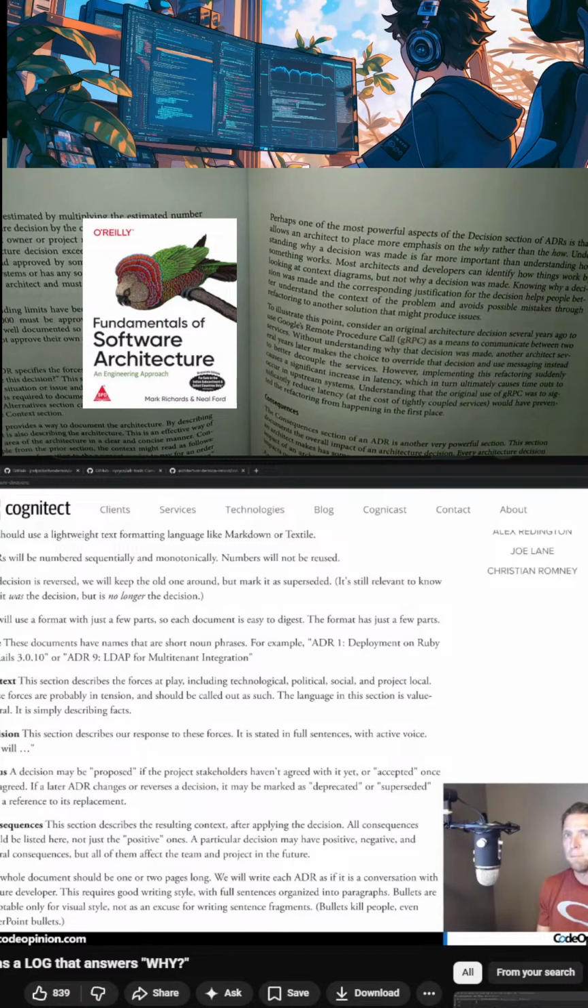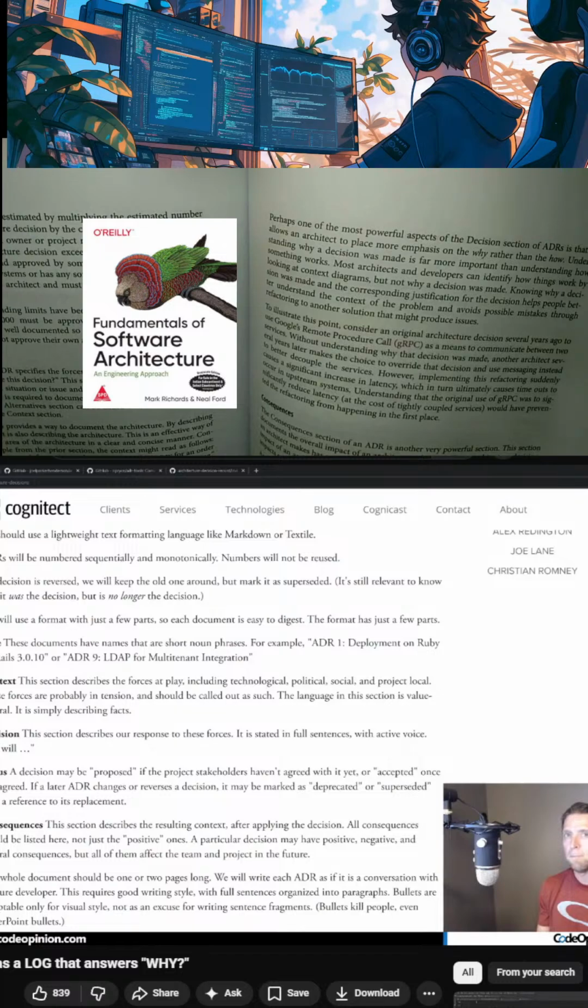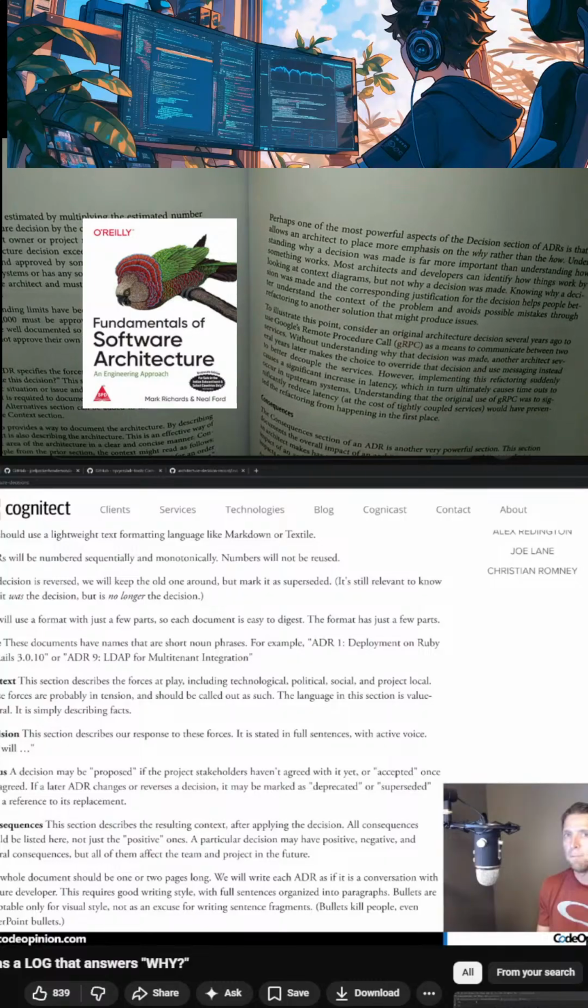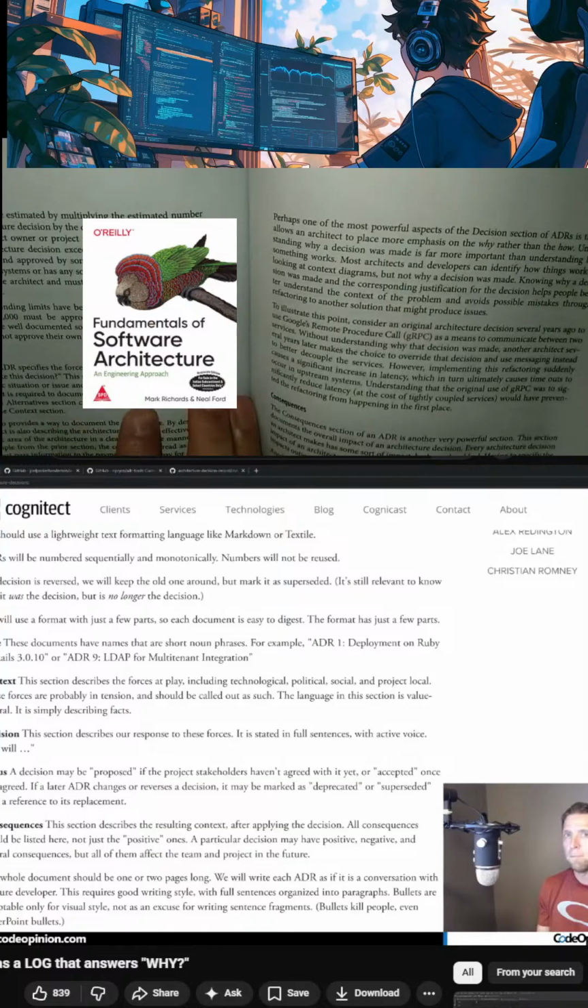The context section of an ADR specifies the forces at play. In other words, what situation is forcing me to make this decision. This section of the ADR allows the architect to describe the specific situation or issue.